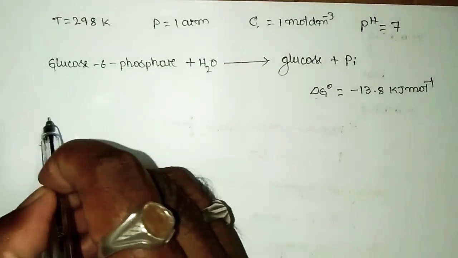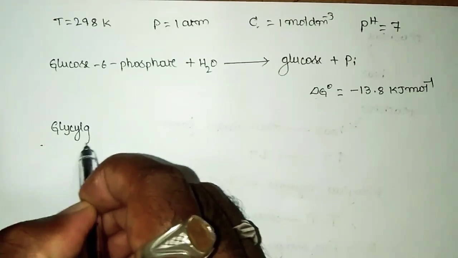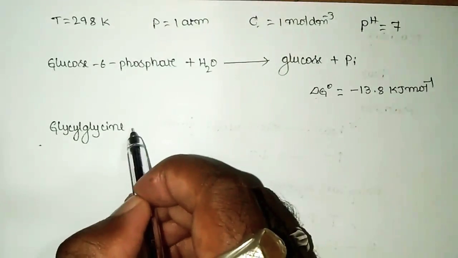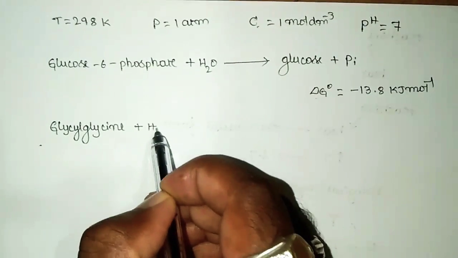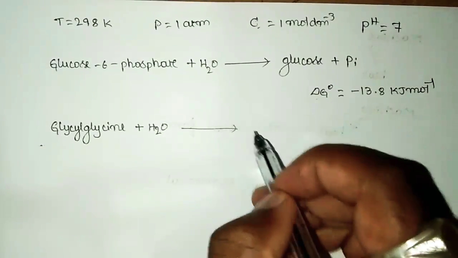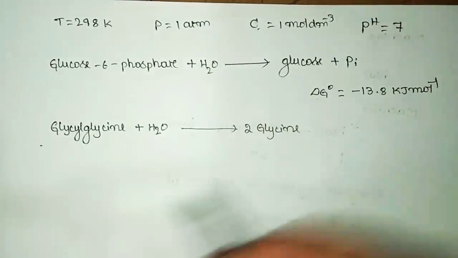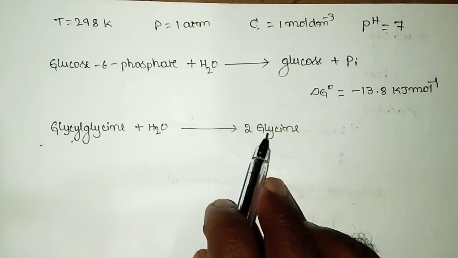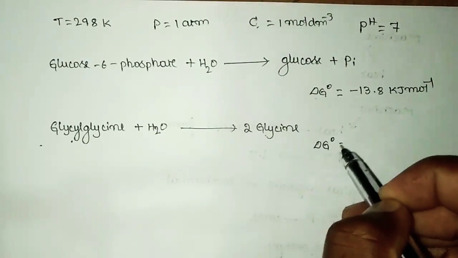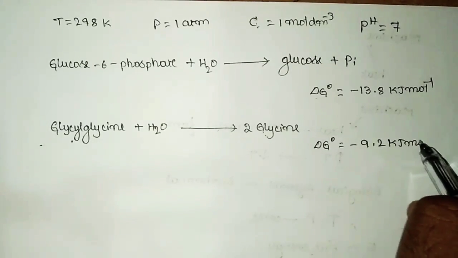So if you consider one more thing, that is glycyl glycine, that is a peptide. If you subject this dipeptide to the process of hydrolysis, you will be getting two molecules of glycine. So the dipeptide has been converted into amino acid, for which the value of delta G naught is given as minus 9.2 kilojoules per mole.